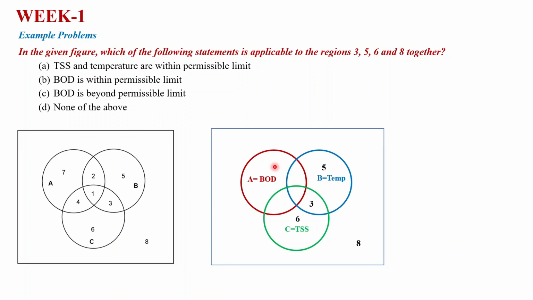Yes, sir. A represents that BOD is beyond permissible limit. Then what does A complement represent? It is not in the region of BOD. A complement represents that BOD is within permissible limit, right?